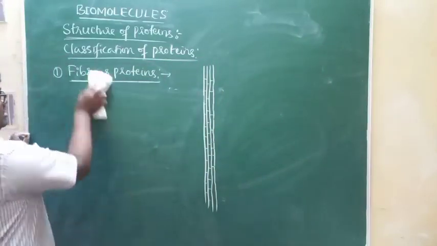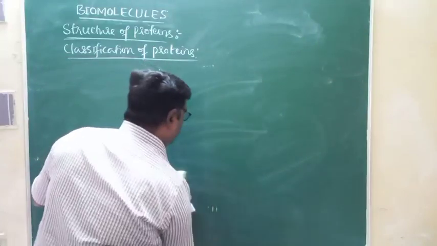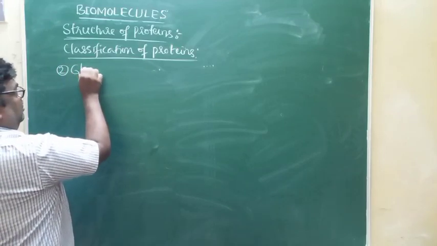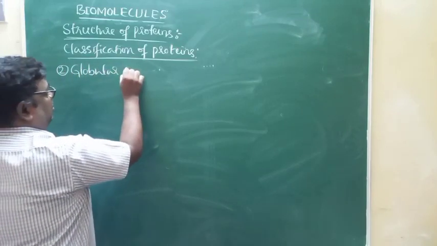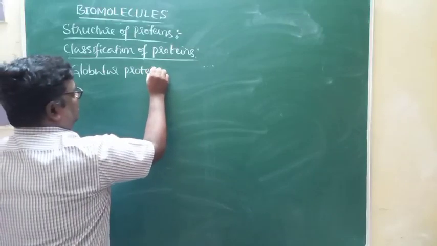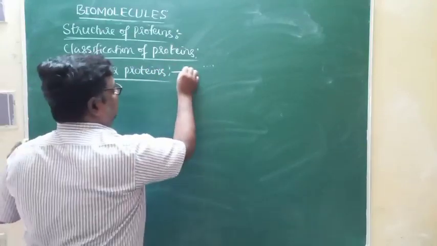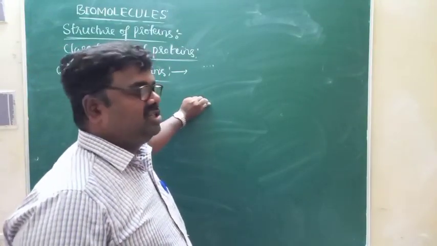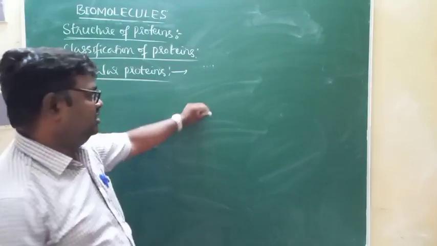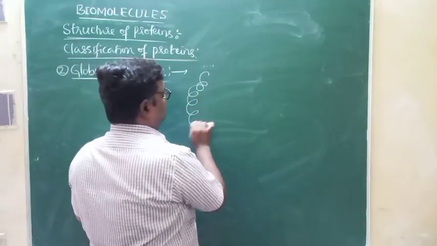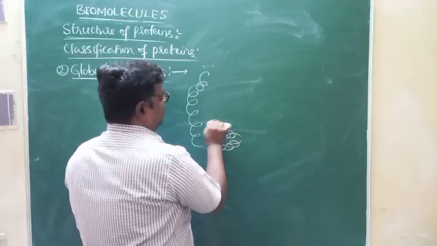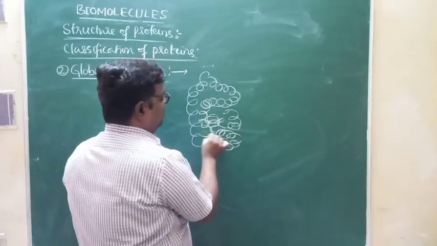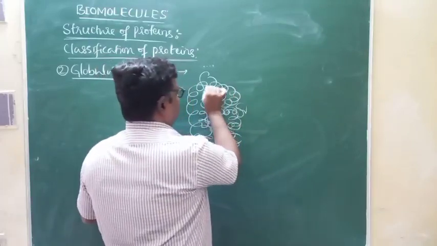As far as the second type is concerned, that is globular proteins. Globular proteins consist of long polypeptide chains which are folded in such a way as to give a spherical shape to the protein molecule.